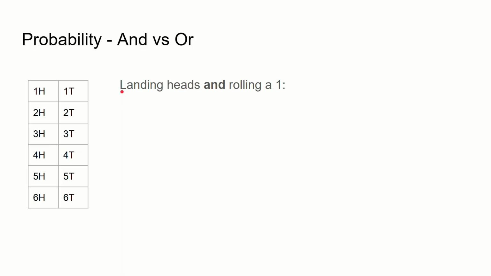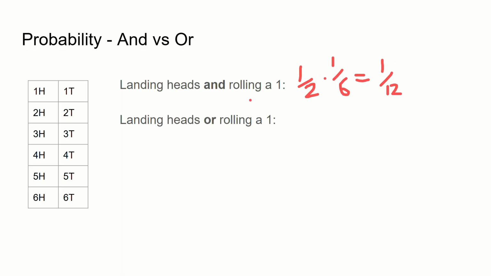So let's say, what is the probability of landing heads and rolling a 1? So the probability of landing heads is a half, and the probability of rolling a 1 is a sixth. And so we can multiply that, a half times a sixth gets us a 12th. And to verify, we can count up the number of the 12 solutions where we landed both on heads and rolled a 1. This is the only solution where that happens, and so there's 1 out of 12, and so that matches.